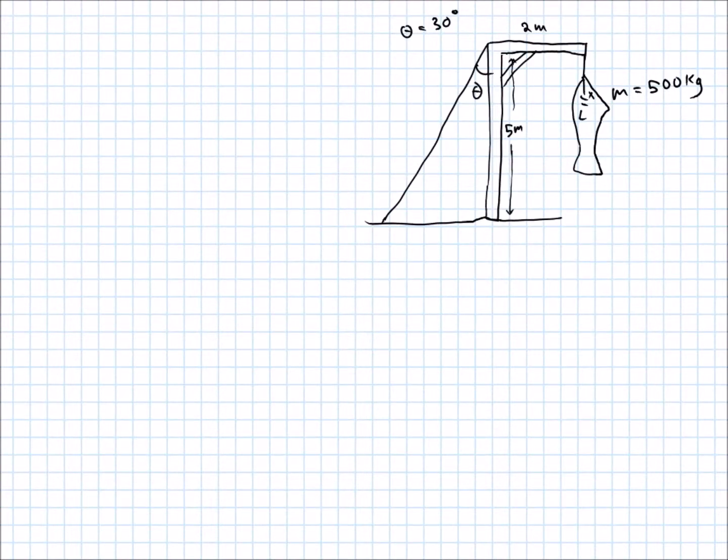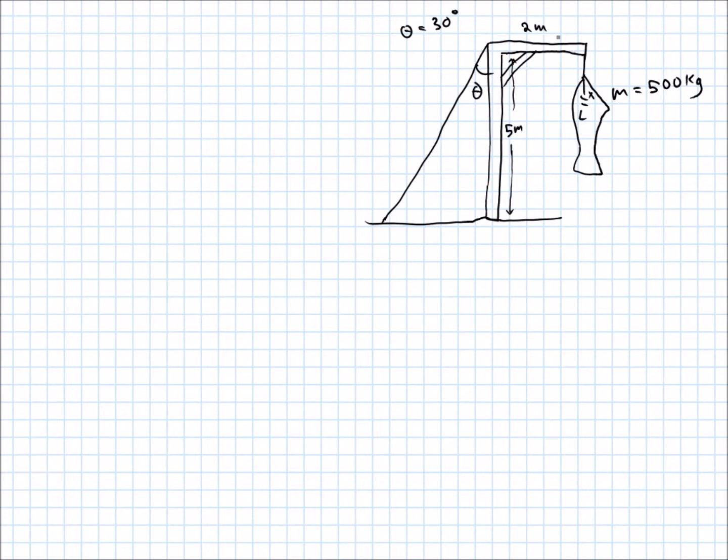Alright, here we have a shark or something somebody caught. Fine. They're hanging it up for whatever reason they do this. And here are some facts about the device that's hanging it up. It's 5 meters tall, 2 meters over to where the shark's hanging.